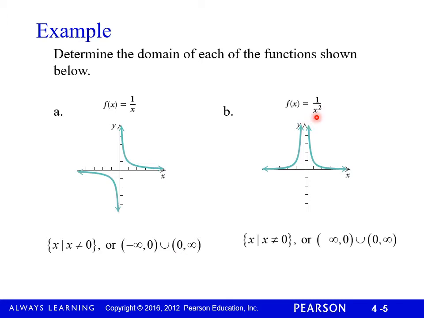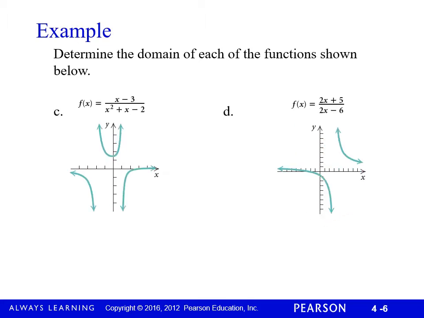Here, x squared cannot equal 0. Well, that's the same thing, right? Because x squared cannot equal 0 gives us x cannot equal 0. When we solve that, the square root of 0 is 0. And so we have the same domain for both functions, although we do have different graphs.